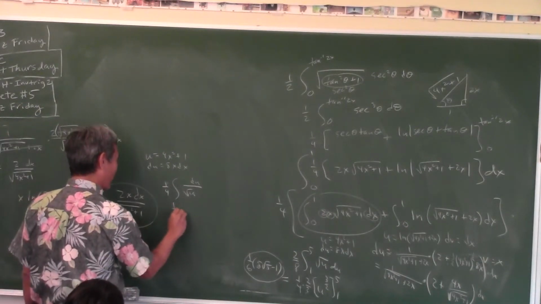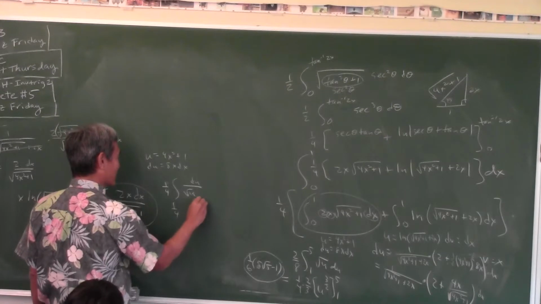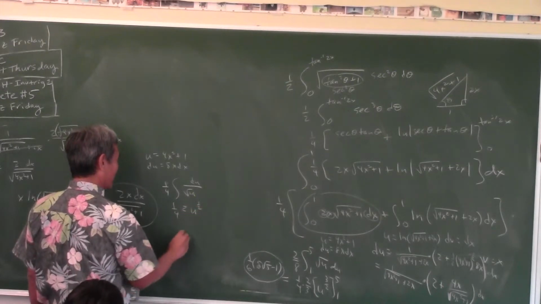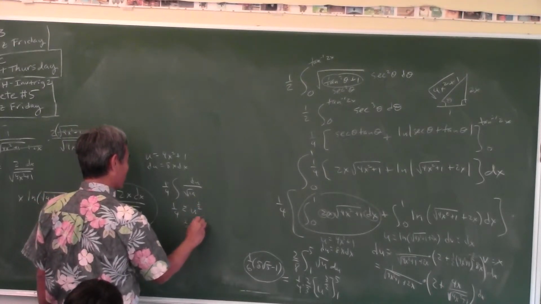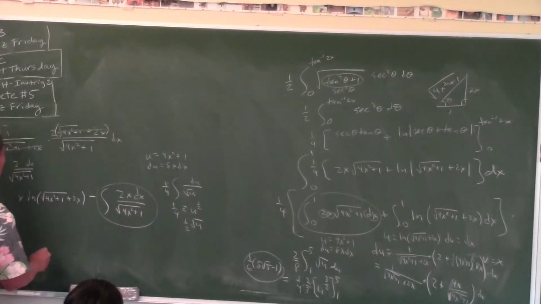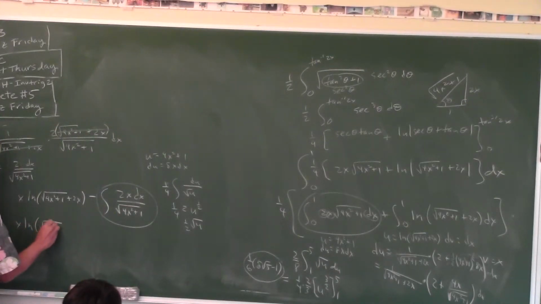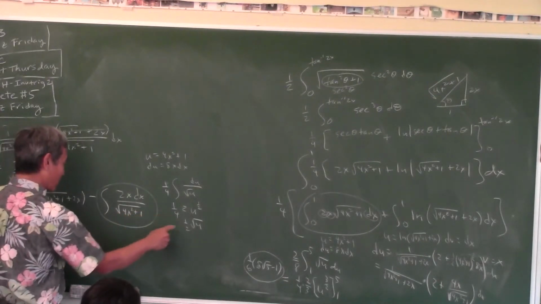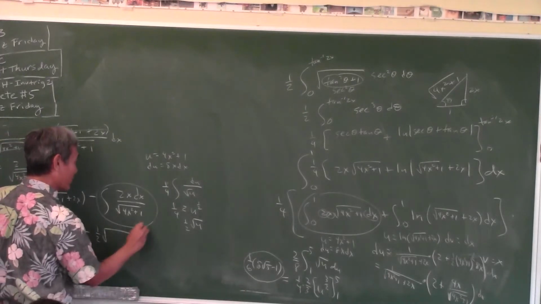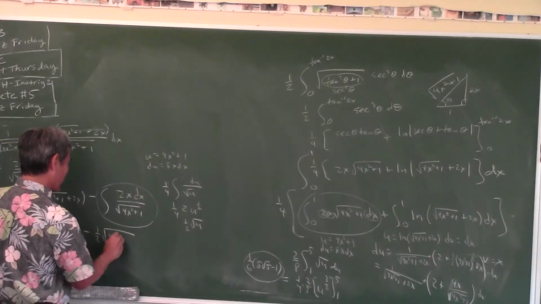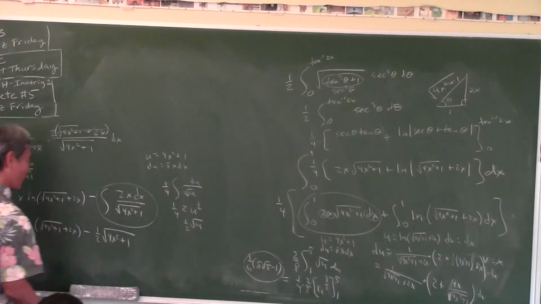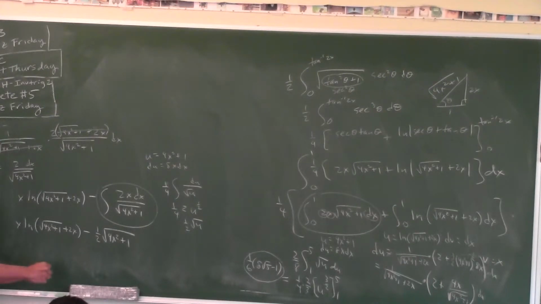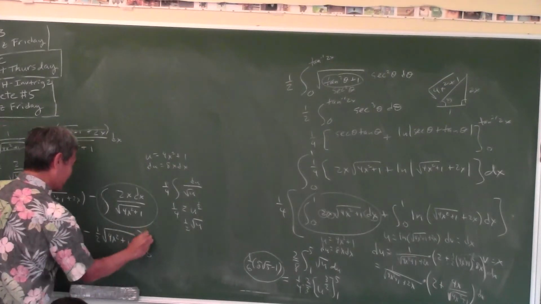Yes, and so that's 1/4, and that's like u to the negative half, so that's a u to the 1/2 with the 2 in the front. So that's just 1/2 root u. So putting it all together, you got x, natural log of this ugly thing, minus this integral, which is 1/2 root u, but if you resubstitute what u is, you get 4x squared plus 1. There you go. And then we got to integrate that from 0 to 1.